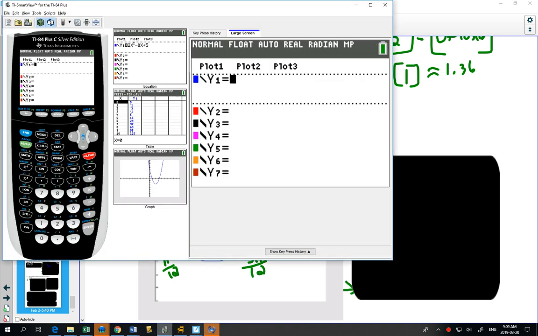Let's go to y equals, clear it out. I'm going to put that velocity equation into our calculator: 1 minus 2 sine 2t. And we are trying to figure it out for the first 3 pi over 4 seconds.